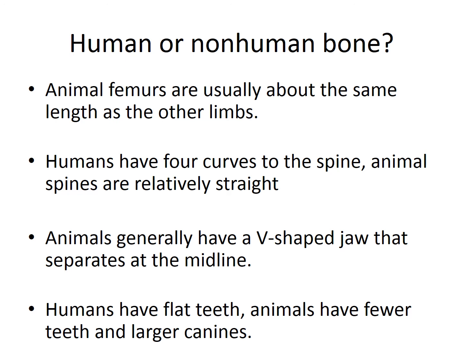Animal jaws are generally V-shaped, whereas humans, it's more of a U-shape. And then humans have flat teeth, animals have fewer teeth, larger canines. So if you're sitting at home watching this with your dog or your cat, pry open their mouth if they're friendly. If your dog has a history of not being into that, then don't.